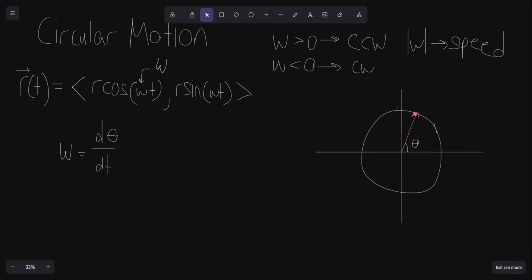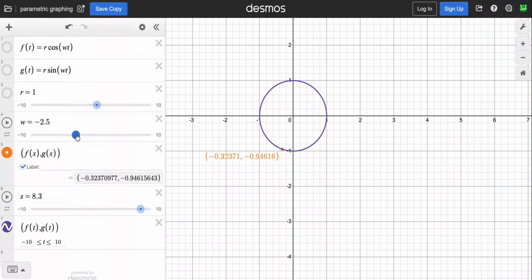Now let's get into more of the math bits of circular motion. This is how circular motion is generally defined. You have r cosine of, and in this w, you usually see it with a fancy kind of w, which is omega. So r cosine omega t, comma r sine of omega t.